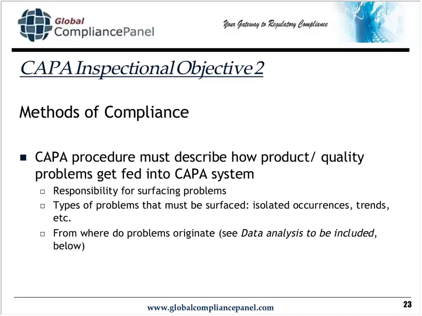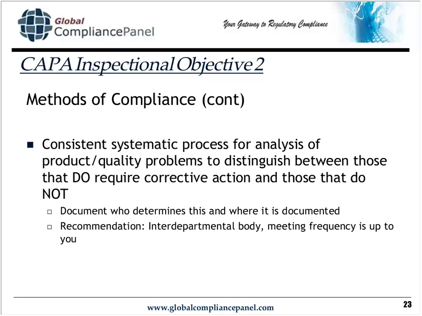As I said earlier, make sure that your CAPA procedure describes how the problems get fed into the CAPA system. Who or what department has responsibility for surfacing the problems, and what type of problems are surfaced? Isolated occurrences, trends, etc. And from where do the problems originate? We'll show data analysis to be included in just a moment. You've got to have a process to analyze product and quality problems. As I said earlier, some require corrective action and some don't. Your procedure should talk about who determines this and where it's documented, unless your procedure itself says something.